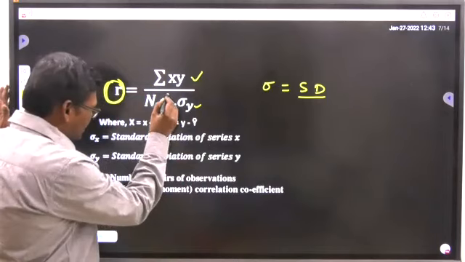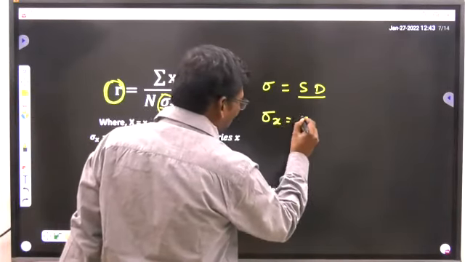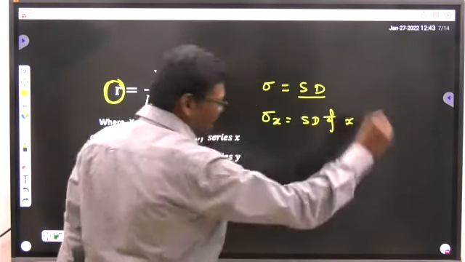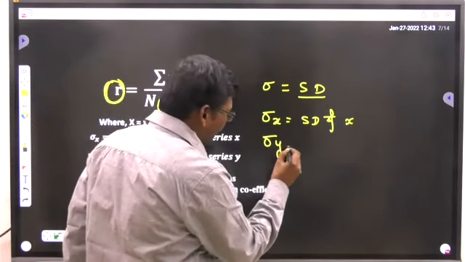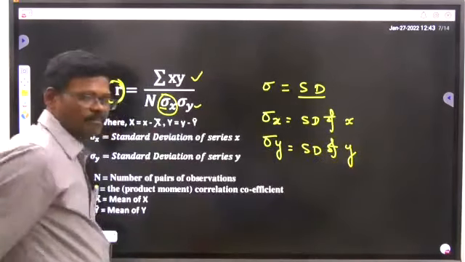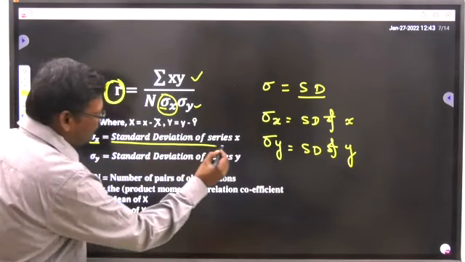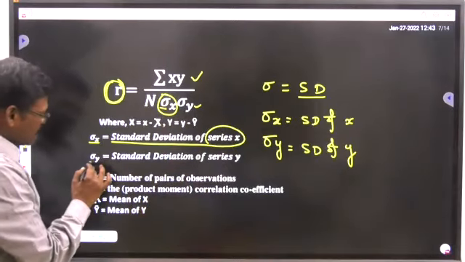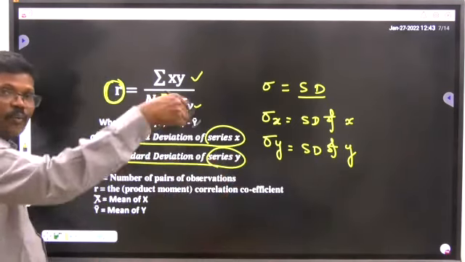So this is called sigma x. Sigma x is nothing but the standard deviation of the x variable, and sigma y is nothing but the standard deviation of the y variable. That is, sigma x is the standard deviation of series x, that is one variable, and sigma y is the standard deviation of series y, that is the y variable.